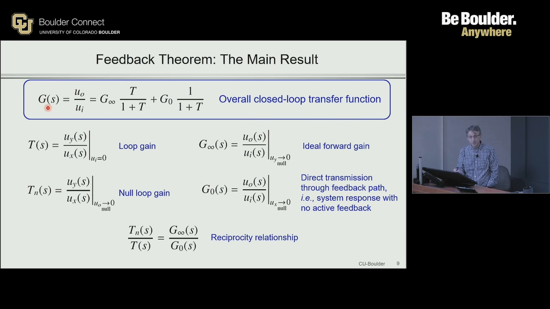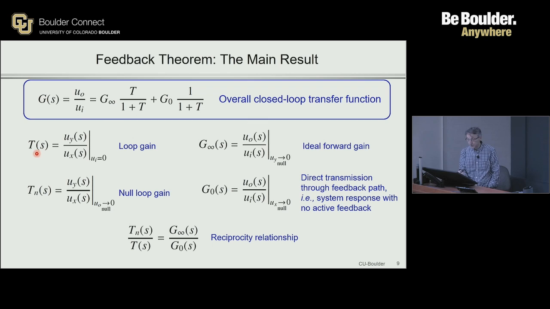It says the overall transfer function, U naught over Ui, the output signal over the input signal, is equal to this expression, G infinity T over 1 plus T plus G naught over 1 over 1 plus T. Okay, great. But what are these individual values inside? So T is the loop gain.